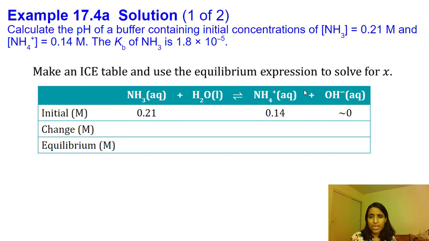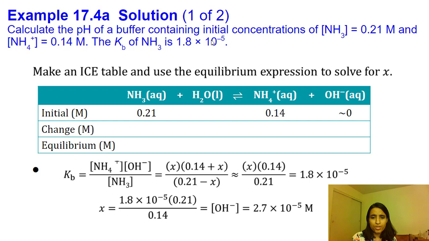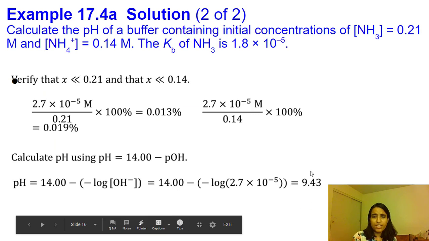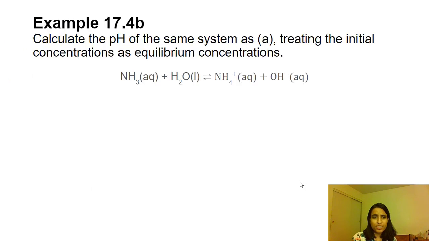So we have ammonia and we have ammonium ion. Then go ahead and do the change: minus x, plus x, plus x. We already know the Kb, so we plug it in. We get hydroxide as 2.7 times 10 raised to negative 5 molar, and the pH we get is 9.43. So practice this question and see if you're getting the right answer.